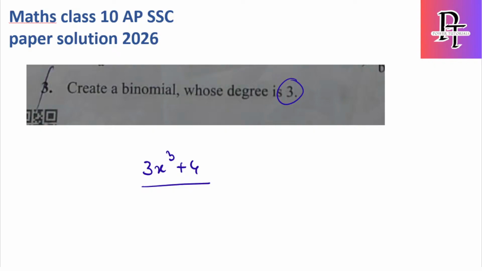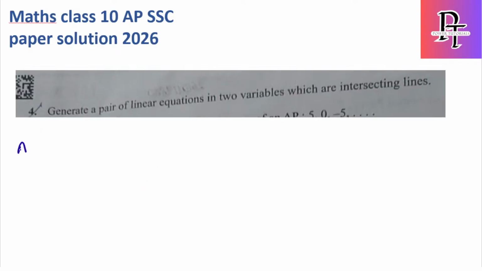Okay, next one. Generate a pair of linear equations in two variables which are intersecting lines. So what are intersecting lines? For intersecting lines, the condition is a1 by a2 should not be equal to b1 by b2.